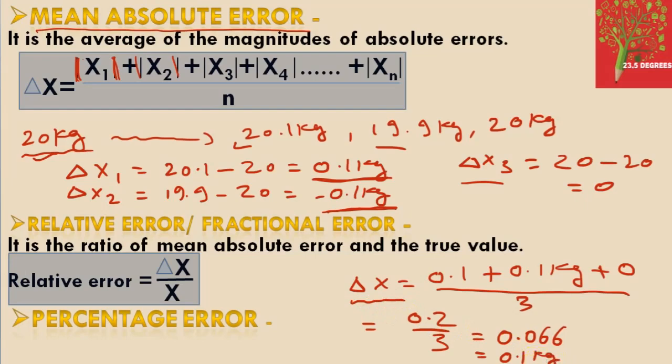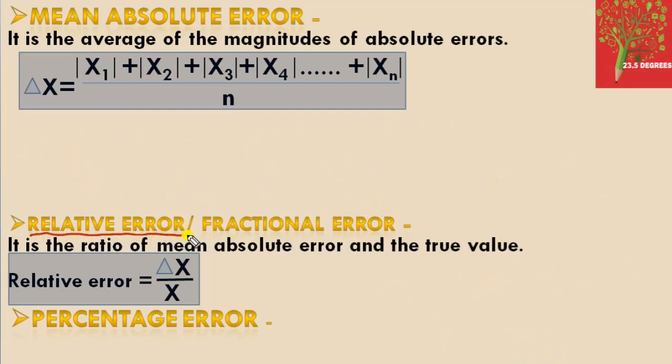Don't worry, we will solve numericals also later. Let's talk about relative error, which is also known as fractional error. The formula is delta x upon x, that is, mean absolute error upon the true value. True value is the average of all your measured values, and in the numerator it is delta x, the mean absolute error. Relative error gives you an idea of the amount of error present in your measurement relative to the true value.